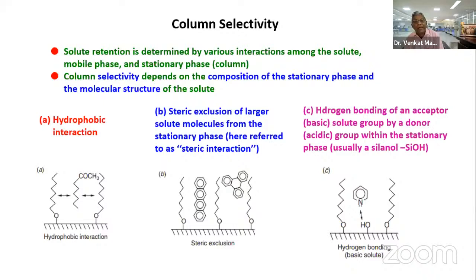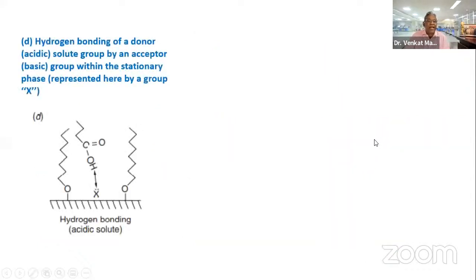Now, there are eight kinds of interactions that occur when you want to select a column for your separation of compounds A and B. What kind of interaction is compound A having with the stationary phase: a hydrophobic interaction, a steric interaction, hydrogen bonding, or anything else? Beyond this, you can see hydrogen bonding coupled with an acidic or basic group, and the kind of binding it has.